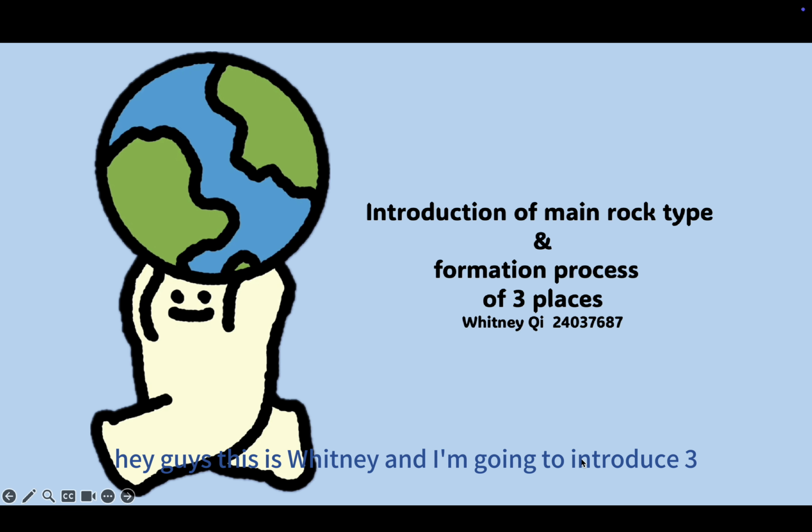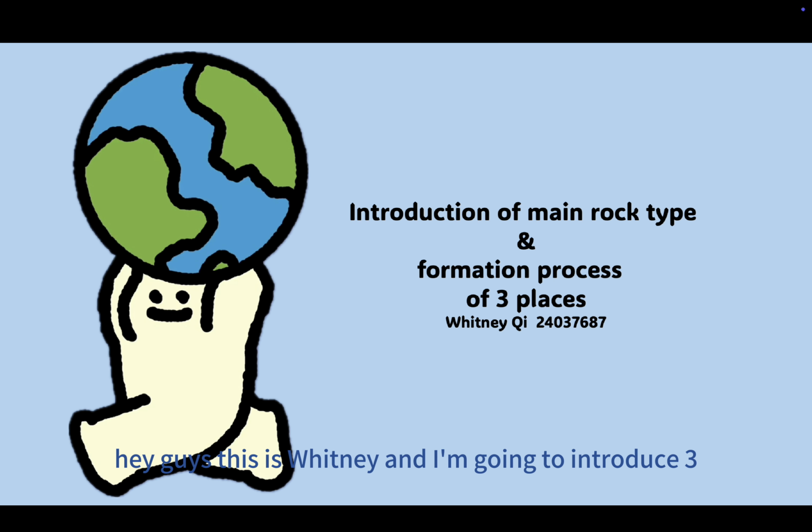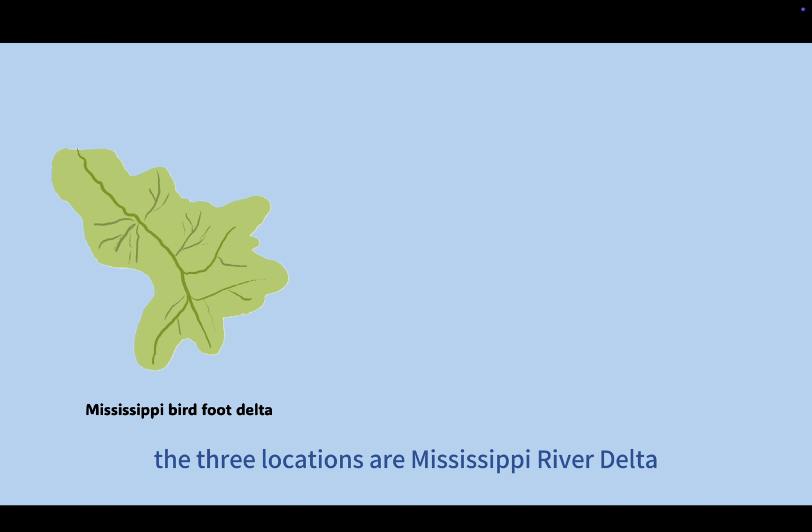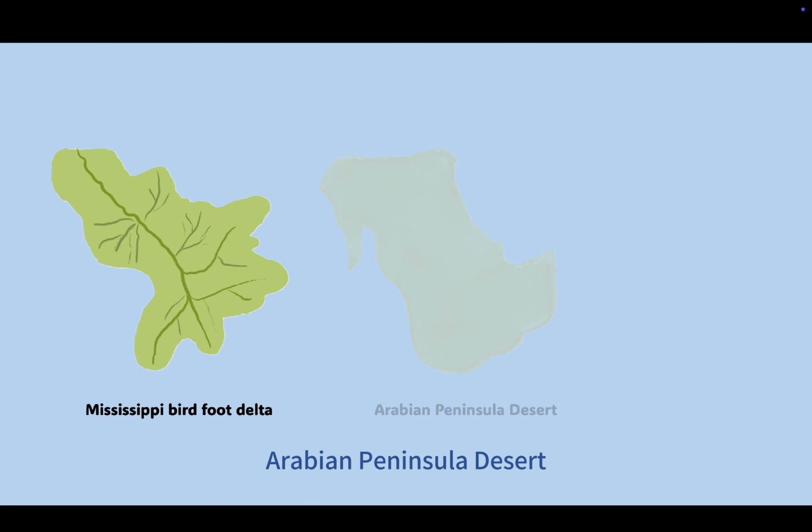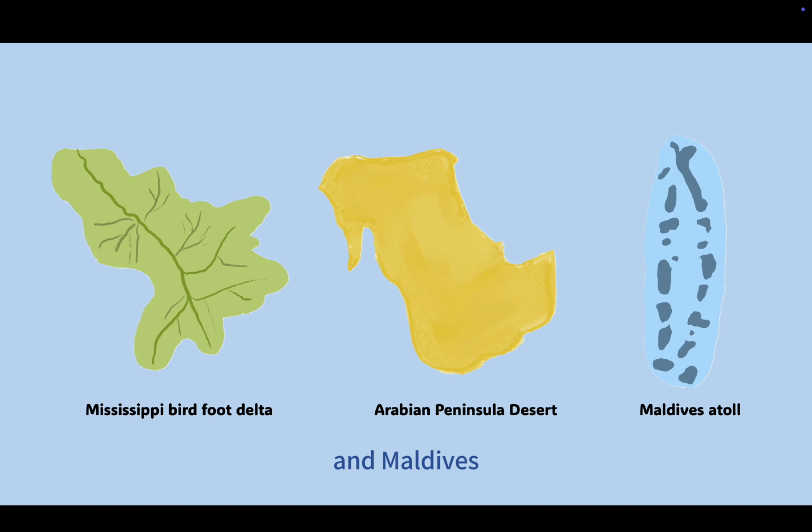Hey guys, this is Whitney, and I'm going to introduce 3 different locations about their main rock type and formation process. The 3 locations are Mississippi River Delta, Arabian Peninsula Desert, and Maldives.